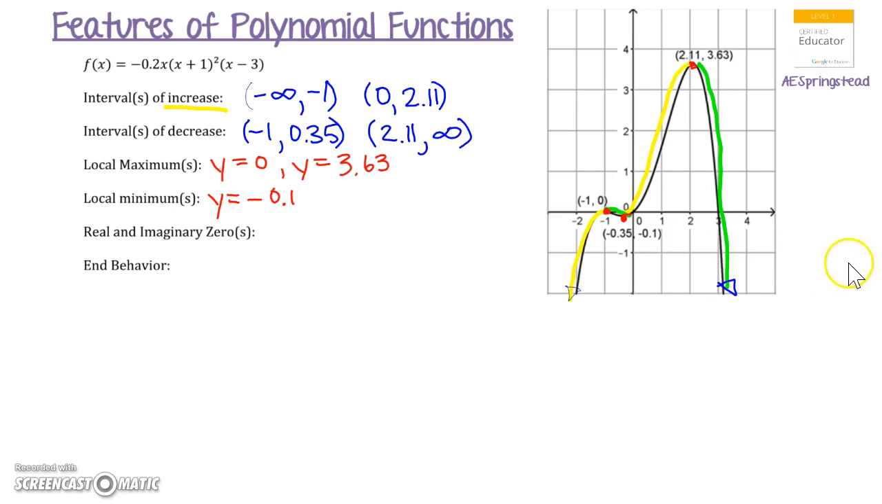Next, we have the real and imaginary zeros. Now this is going to require us to do a little bit of work. So we're going to use the function that we were given up at the top, which is f of x equals negative 0.2x times x plus 1 squared times x minus 3.